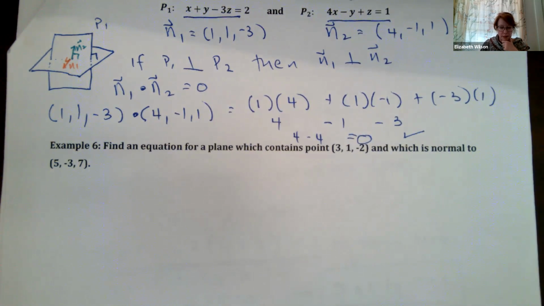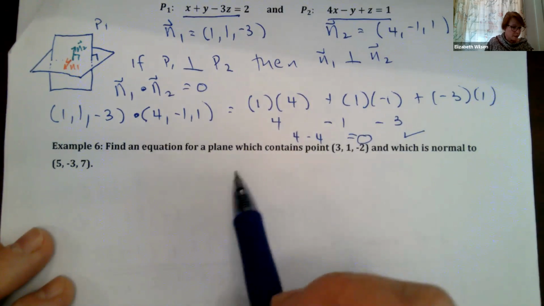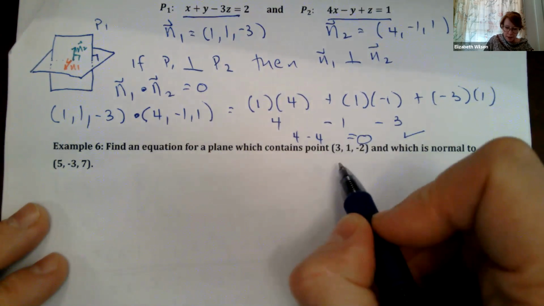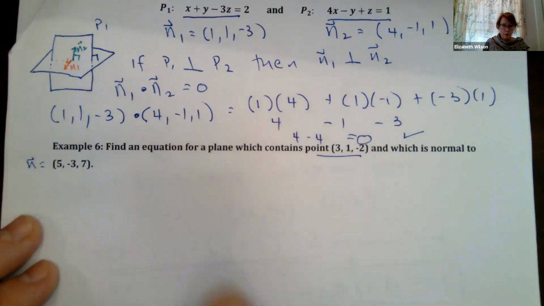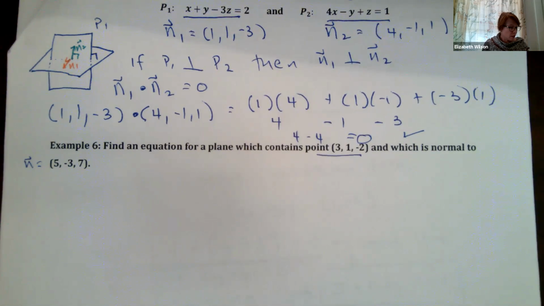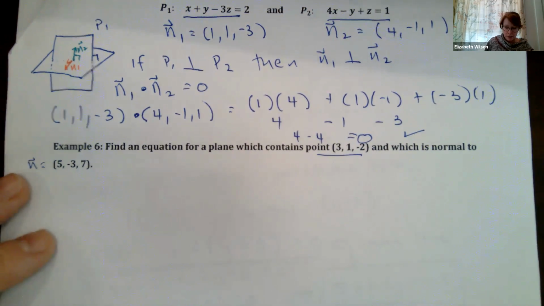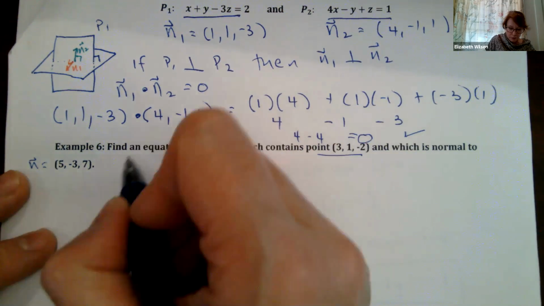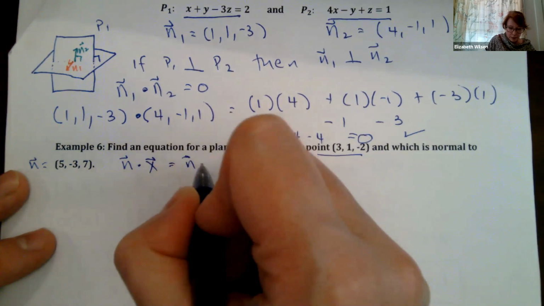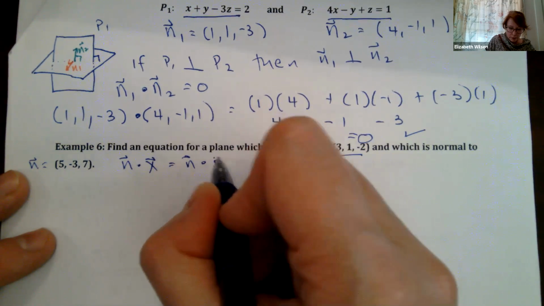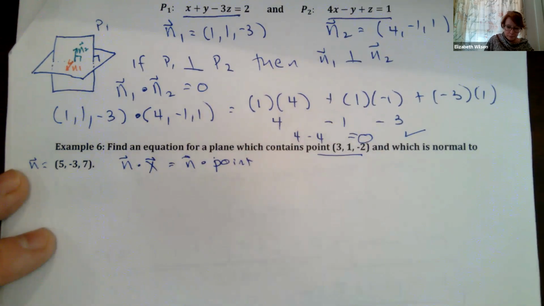Example 6 is actually like example 4. So 6 is a lot like example 4, where I've got the point, and this is our normal vector here. So we can do one of two things. You know, we can do the dot product method. I'll do the dot product method. It's fairly straightforward. So I'm going to go n dot x equals n dot our point. Okay. So I'm going to plug that in.